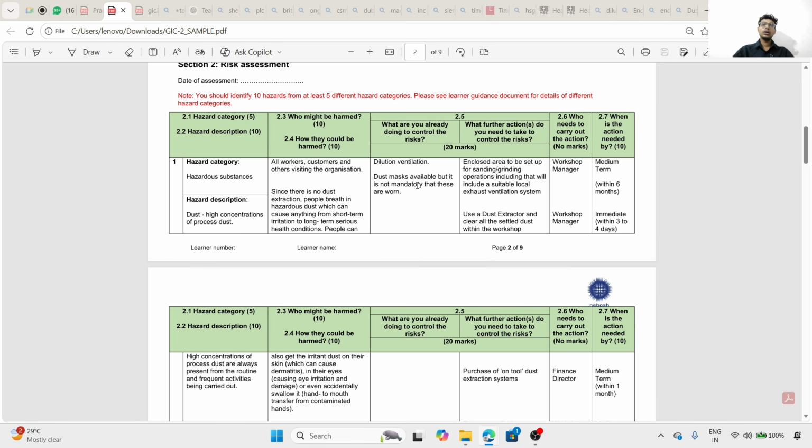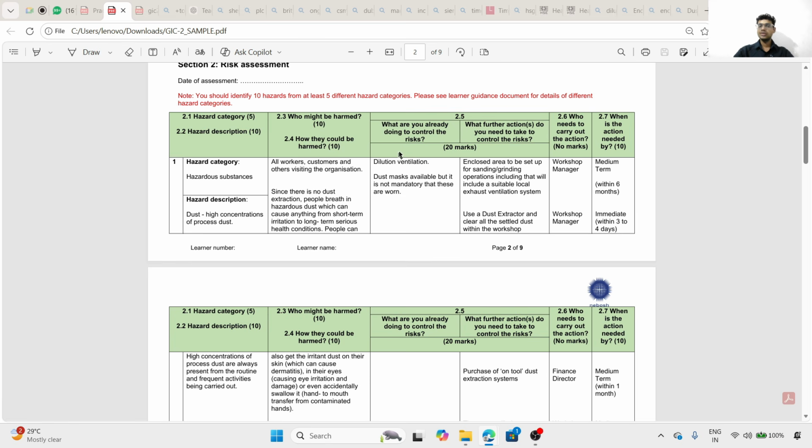And PPE, why does it come last? Because it depends on human behavior. Sometimes they could remove it, there are chances. So it should always be the last priority. So dust masks are there, but it is not mandatory that these people wear them.